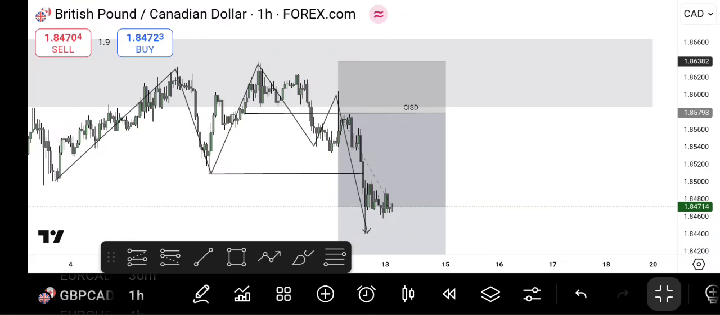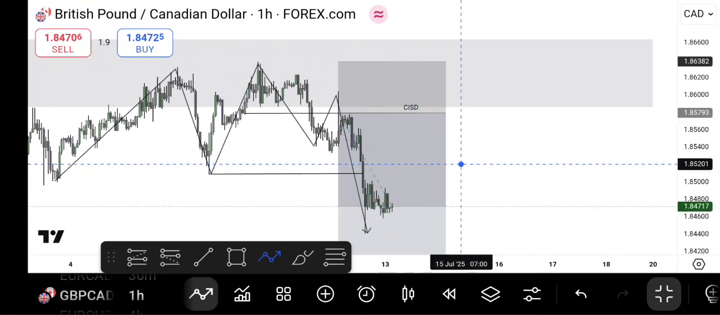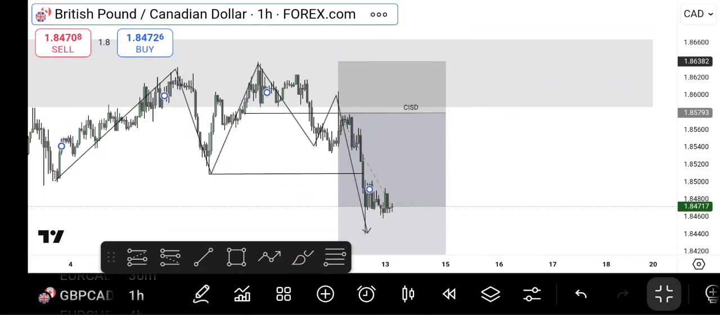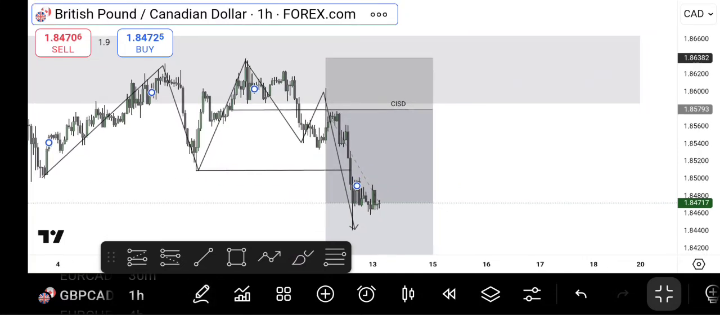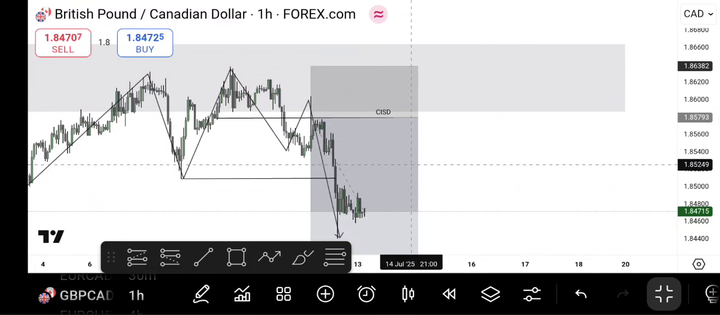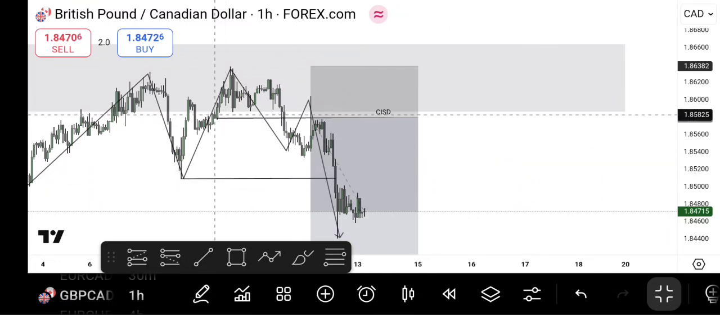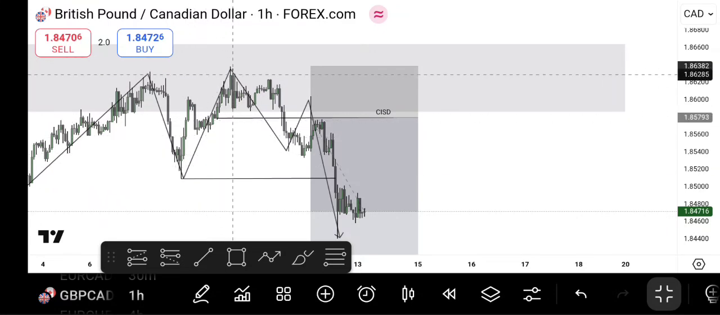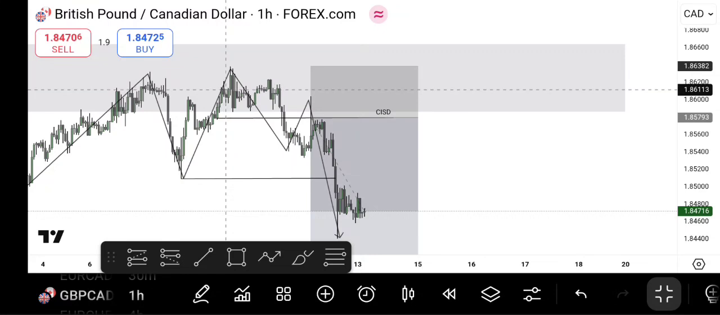Here is our market structure shift. As you can see, even if you don't know how to mark it, you can use this arrow tool to mark it. It helps a lot. Then there will be a market structure shift. Then our CISD entry is this point, the one that created the last high that tapped into here.